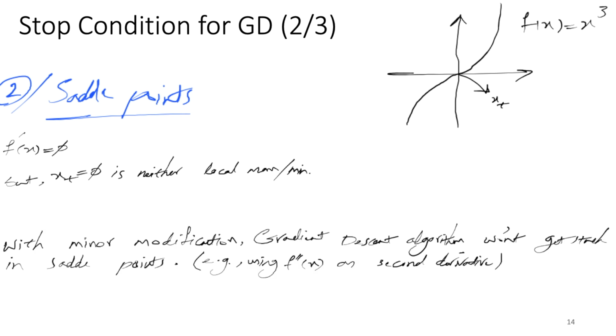In this case, with minor modifications, we can force gradient descent not to get stuck in the saddle points. One of the things we can do is use the second derivatives, because it's going to reveal that this point is a saddle point. Other techniques are outside the scope of your course, but one of the things they do is use f double dash as your second derivative.